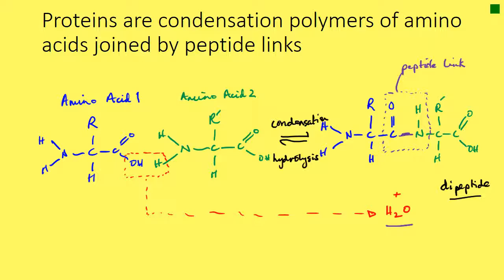And so what you have here is a dipeptide. It's not yet a protein, because a protein is a polymer, and this is just like a dimer. So what you would have to do to get your protein is to repeat this many times until you get a big long chain, and when you've got a big long chain, that would be a protein.